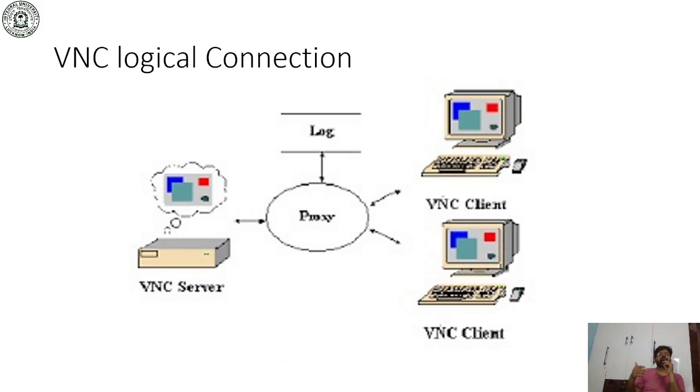This figure shows the logical connection of the VNC. Here you can see we have a VNC server and different VNC clients. My laptop acts as a VNC client and the Raspberry Pi will act as the VNC server. So through my laptop I will access my Raspberry Pi. Now let's move to the next slide.